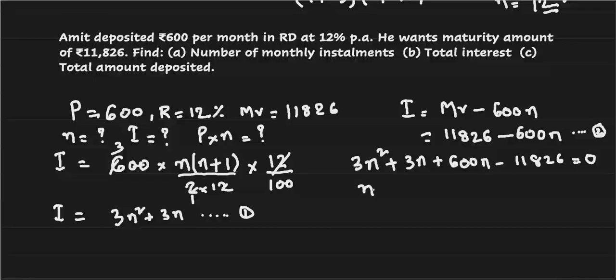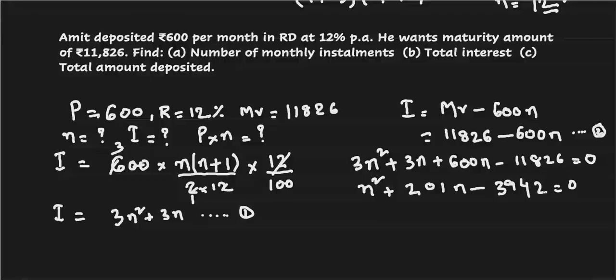So you write n square plus n plus, 600 plus 3 is how much? 603. You can directly write 603 divided by 3. How much it will be? 201n. Okay, minus, if you divide, 3 3s are 9, 3942, equal to 0. Now you have to factorize it in such a way that if you multiply, you should get 3942, and if you add, you should get 201. Not 3942, you should get negative 3942. This should be kept in mind.